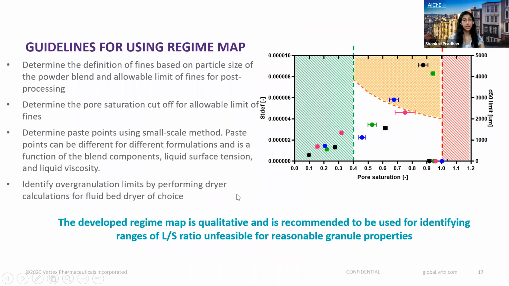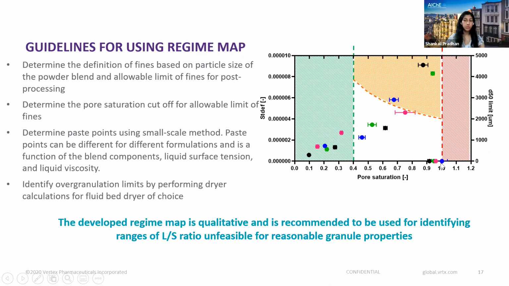Here are a few guidelines on how you can construct your own regime map and use it for wet granulation. You would first need to define what are fines based on the particle size of your blend, as well as define an allowable limit of fines for post-processing. You'll need to do some scouting experiments to determine at what pore saturation is the cutoff for the allowable limit of fines. Paste points can be identified using the small scale method I described before.